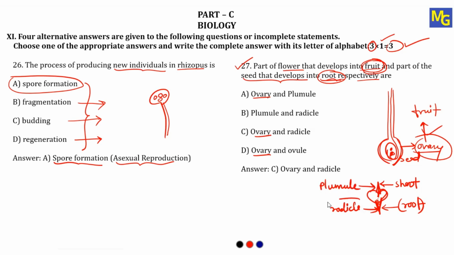Therefore, now we have to search for radicle, and you can see radicle here and here, but plumule is the wrong one. Therefore, our correct option is C. Ovary is the part of a flower which develops into fruit, and radicle is the part of the seed which develops into root. So the correct answer is option C. To write the answer, you have to write the alphabet C, and then write the answer. Remember, in the question it is given, write a complete answer with its letter of alphabet, so you have to write both. This is the answer for question number 27. Now we'll move on to the next.